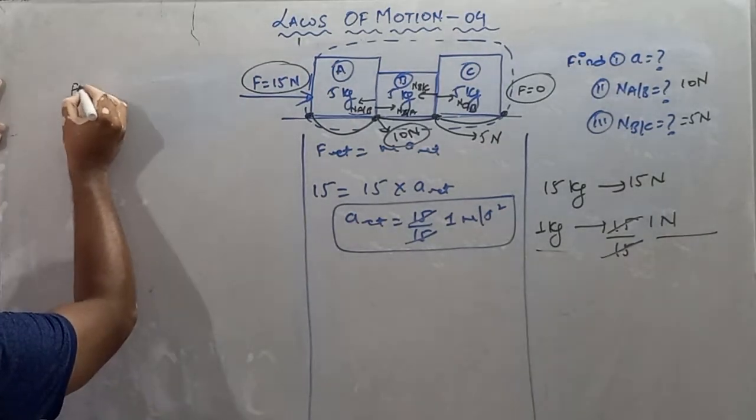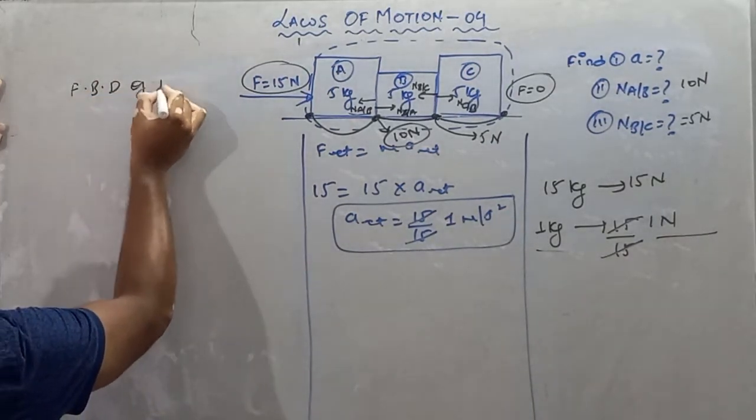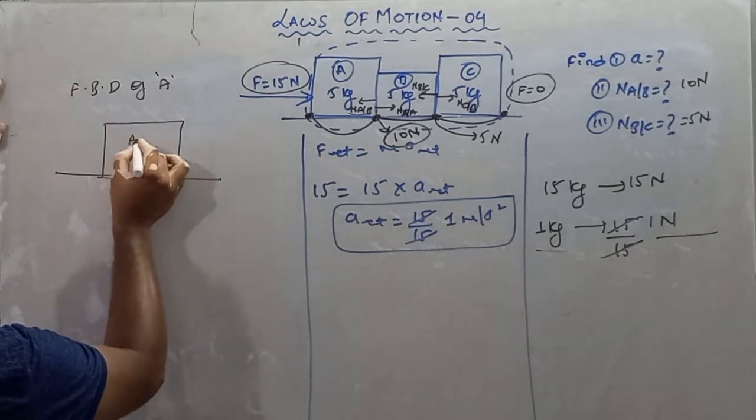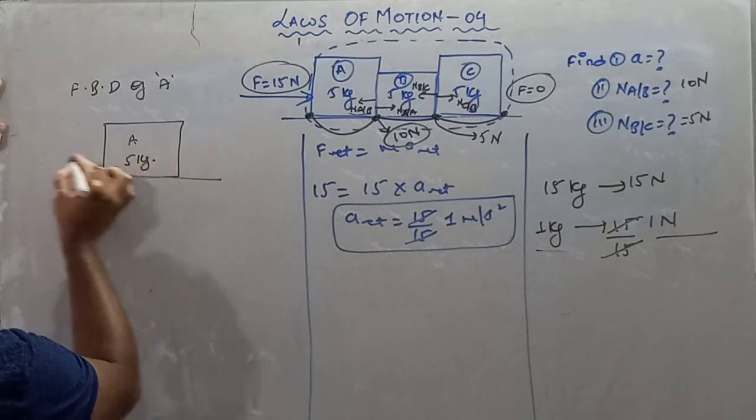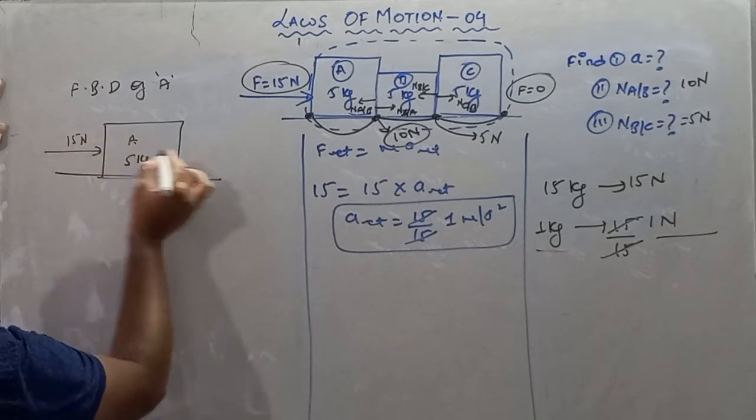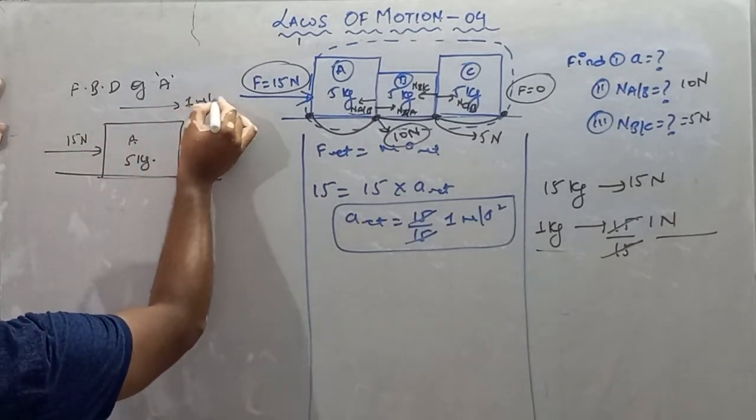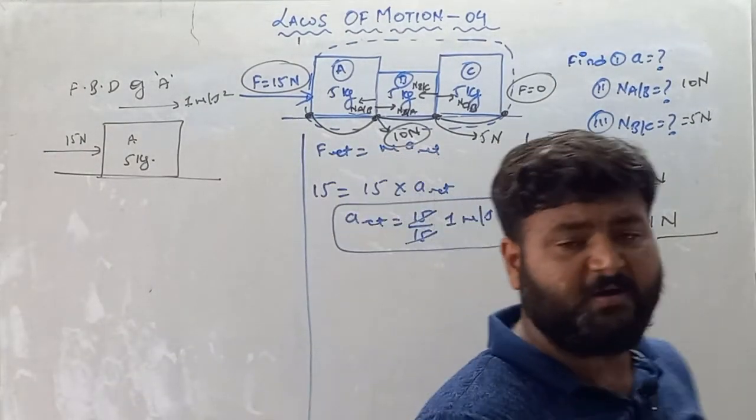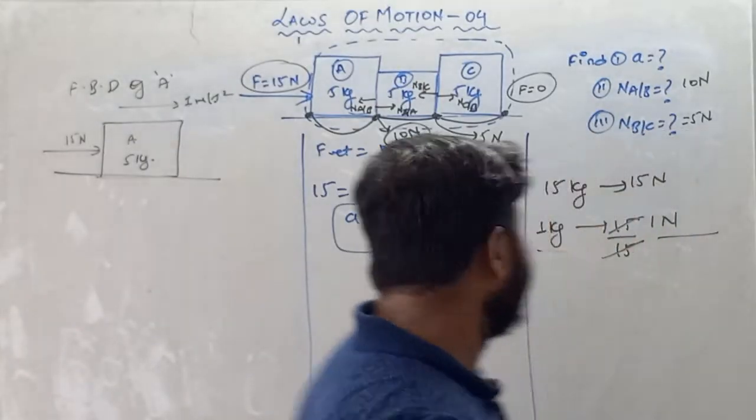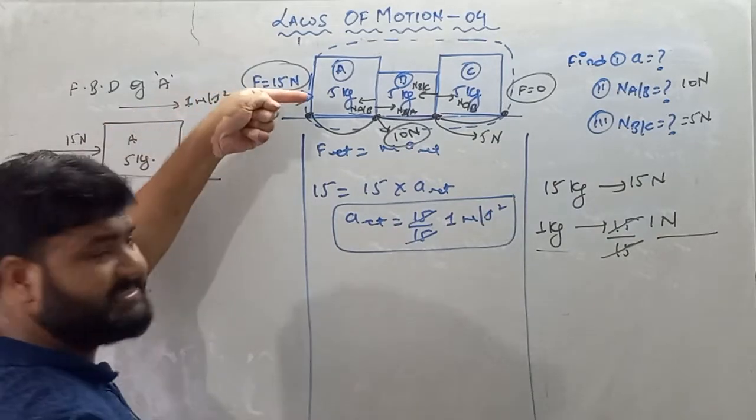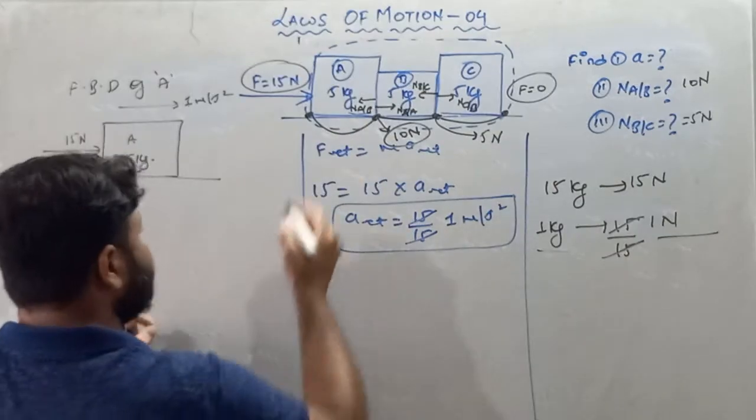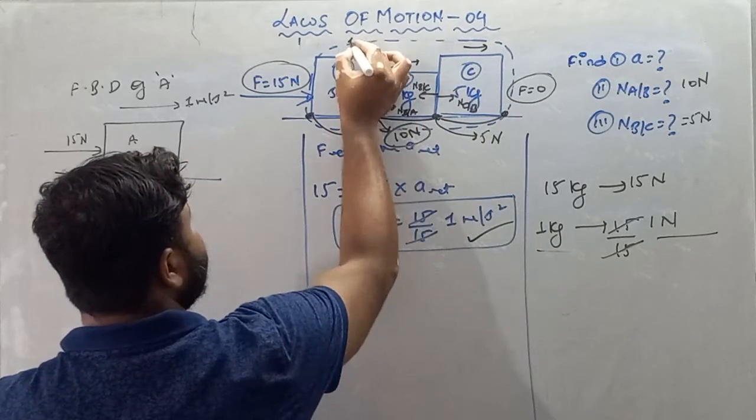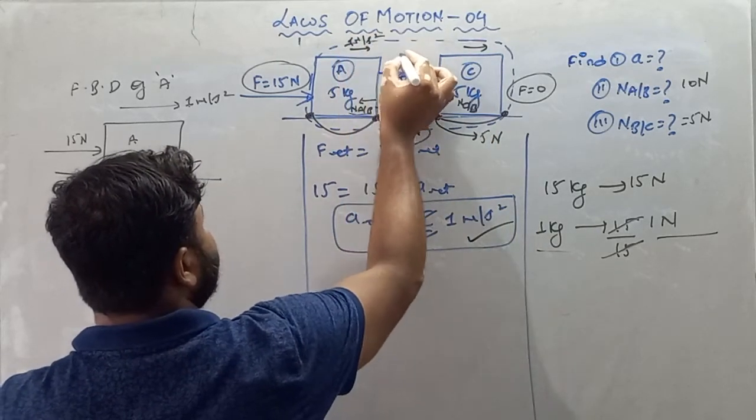Let's suppose we will make the FBD of A. So the FBD of A will be like this. This is our block A of mass 5 kg, and a 15 Newton force is there. The acceleration is 1 meter per second square, because we know that the direction of acceleration is always along the direction of the applied force. So the applied force is in this direction, so the acceleration of the blocks is also in this direction, and the value of acceleration must be 1 meter per second square.